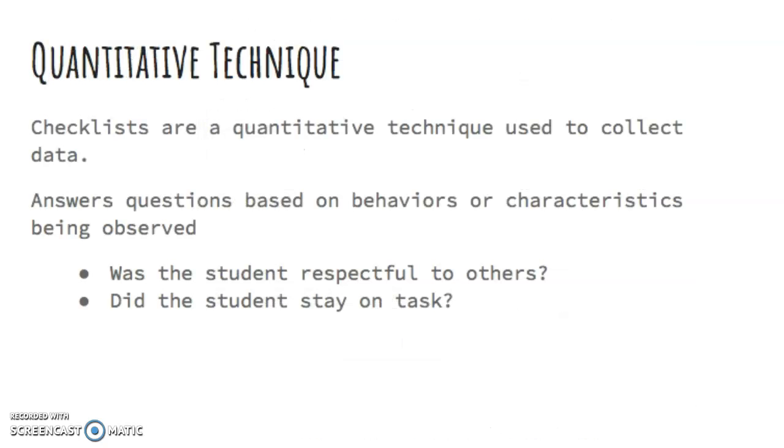So it answers the questions based off behaviors and characteristics, like I had mentioned, the if or if not type of questions. Did you observe this? Yes or no? Those are the types of questions that are answered from a checklist.